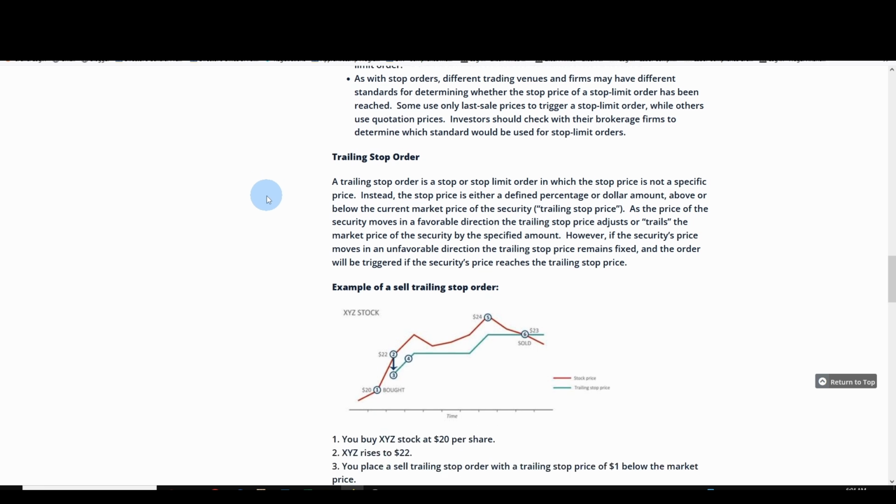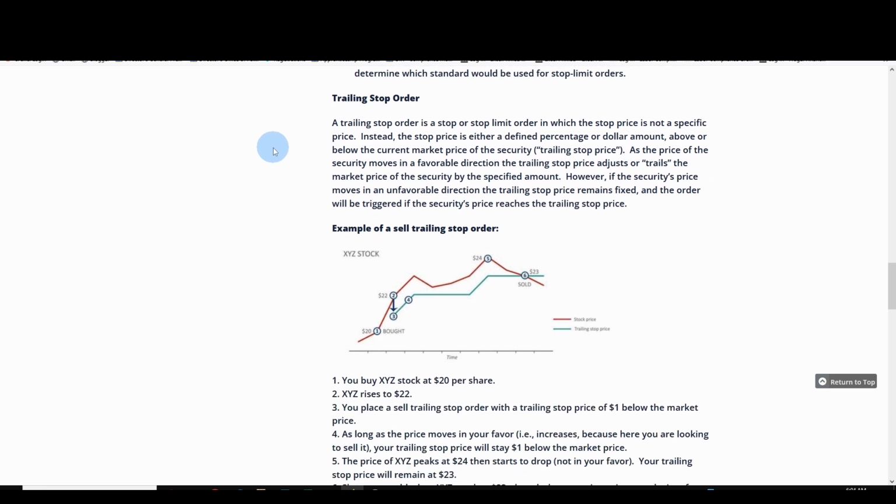Trailing stop orders. A trailing stop order is a stop or stop limit order in which the stop price is not a specific price. Instead, the stop price is either a defined percentage or dollar amount above or below the current market price of the security, the trailing stop price. As the price of the security moves in a favorable direction, the trailing stop price adjusts, or trails, the market price of the security by the specified amount.